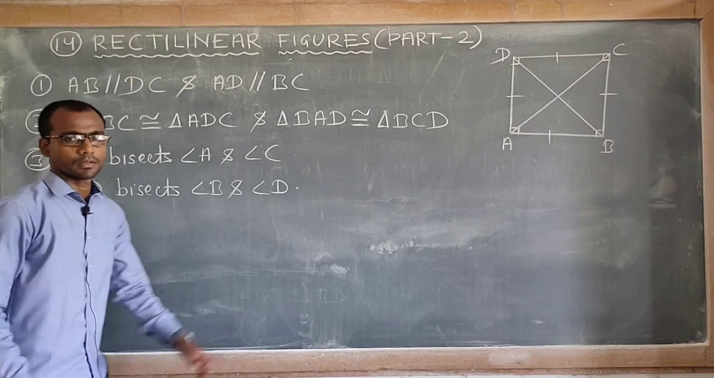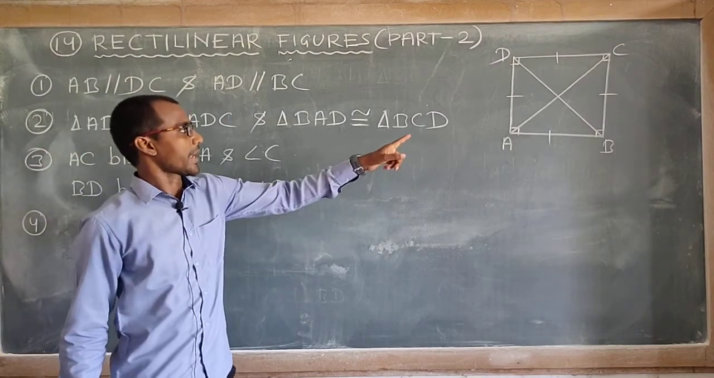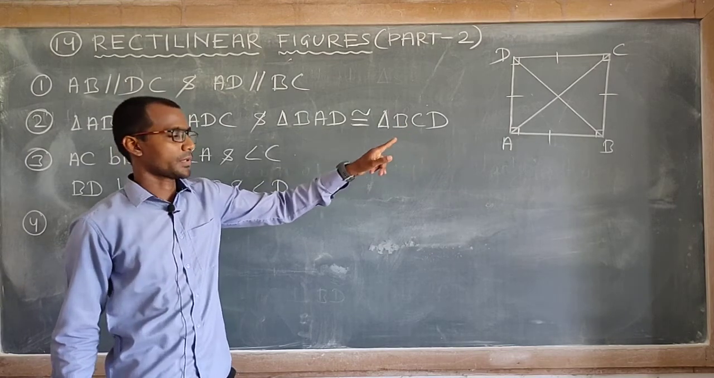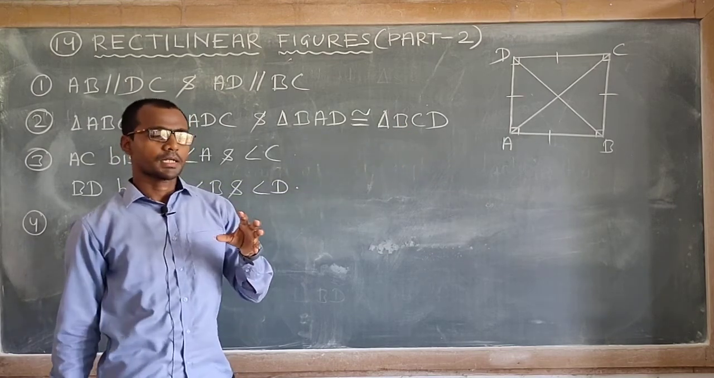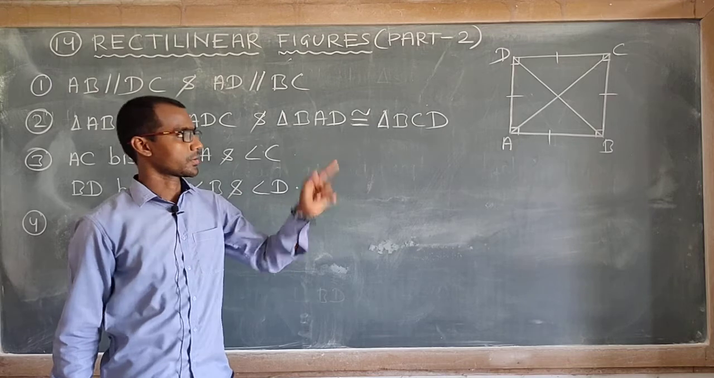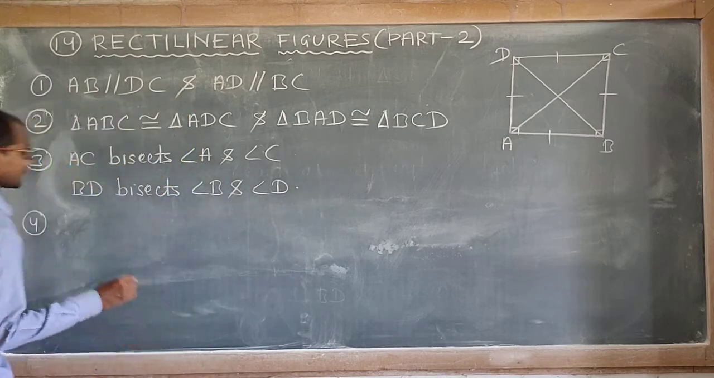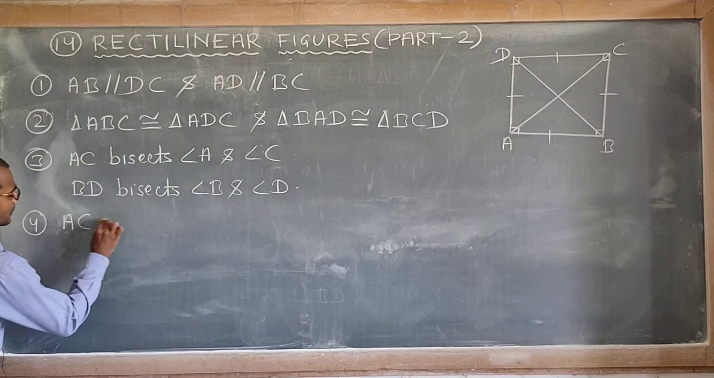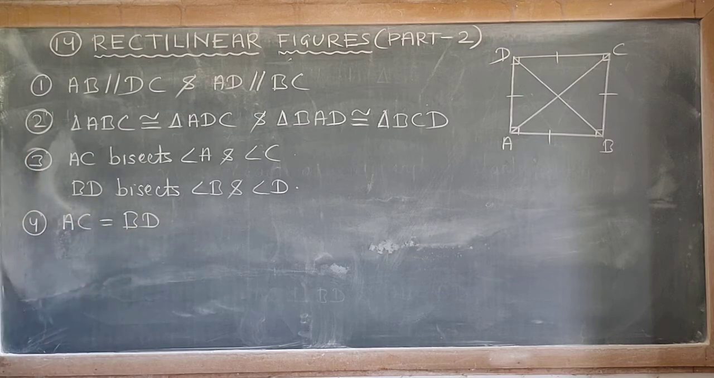Next, I'm simply saying diagonals are equal. In case of a square, diagonals are equal. Just like in case of a rectangle, diagonals are equal, here also diagonals will be equal. That means AC is equal to BD.